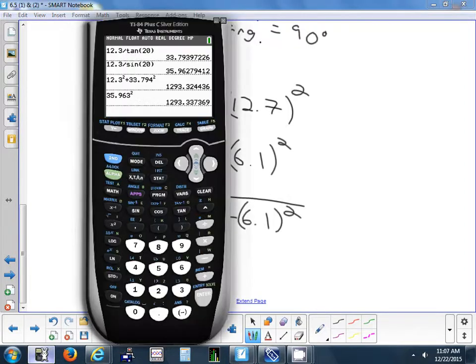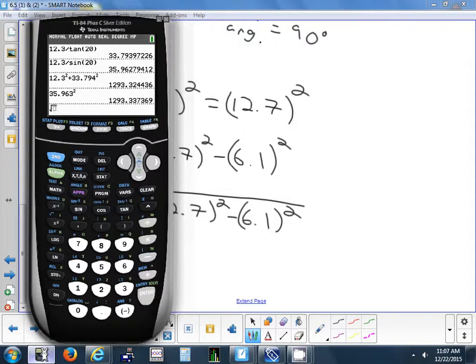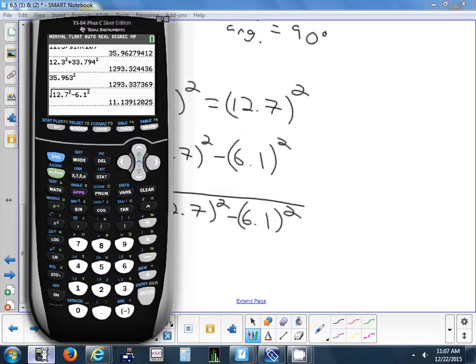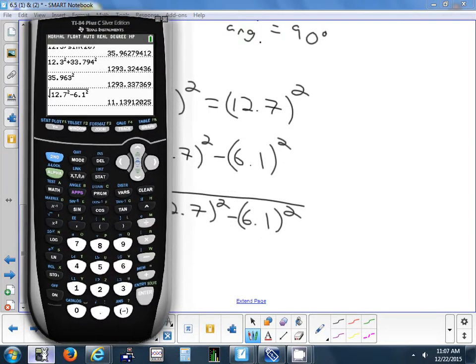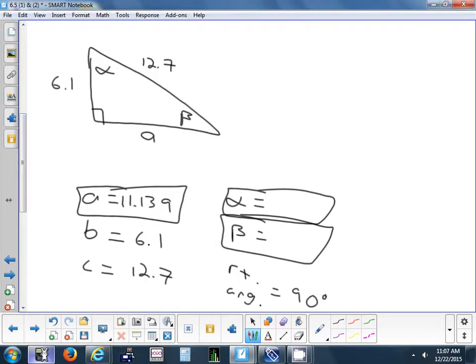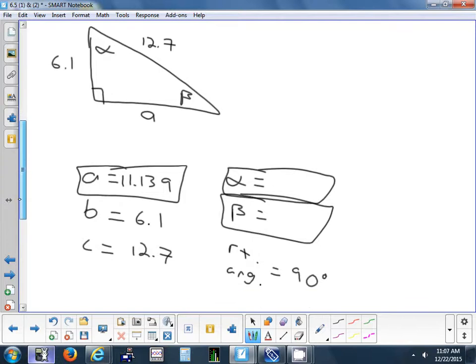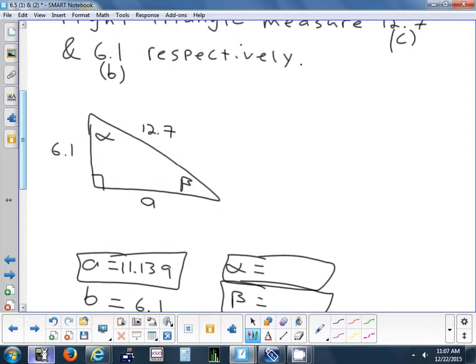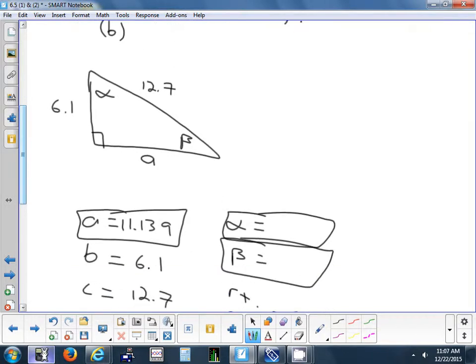Right, so let's see what we got. We've got the square root of 12.7 squared minus 6.1 squared. So that side is 11.139. Any questions on that? All right, now let's see. Do you want to get alpha or beta next? It doesn't matter. Beta, okay, let's get beta.